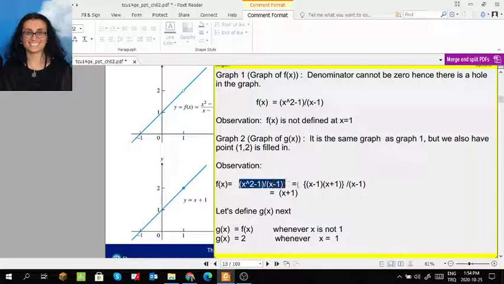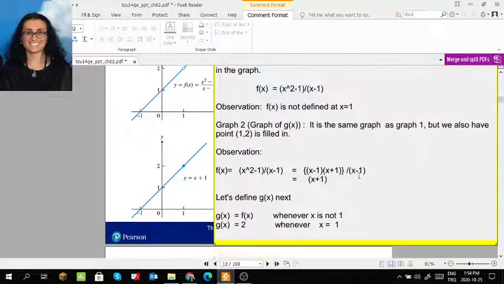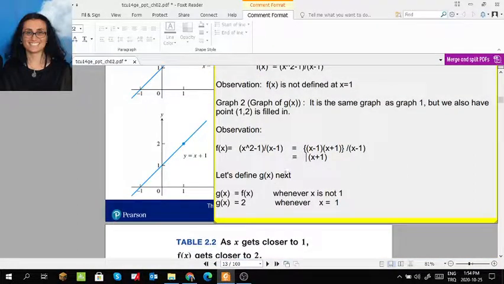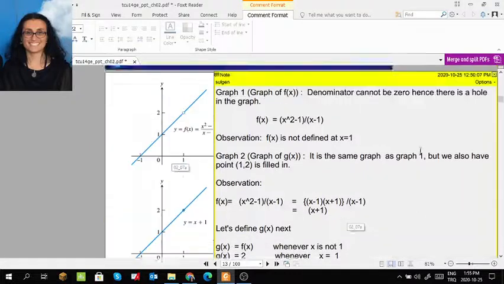This is our f, and you're going to factor it out. You can factor this x squared minus 1 as x minus 1 times x plus 1. And then the x minus 1s are going to cancel, and then we get x plus 1. This x plus 1 is our g. So we can actually define g in terms of f as well, because we got g by simplifying f. So g is the same as f whenever x is not 1, but g is equal to 2 whenever x is equal to 1. So these two functions only differ at x equal to 1.